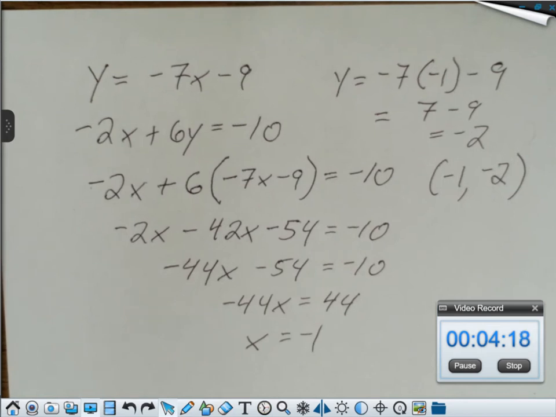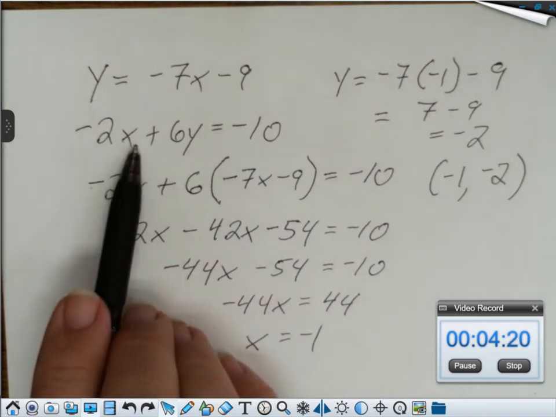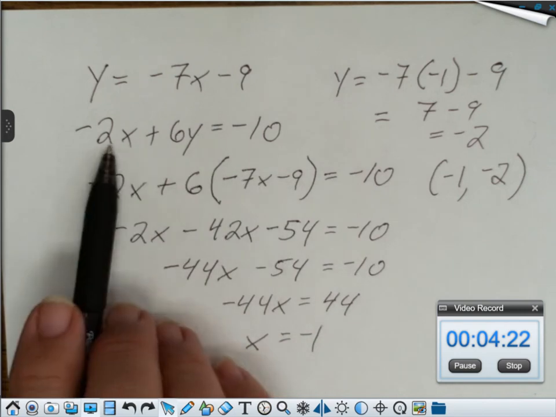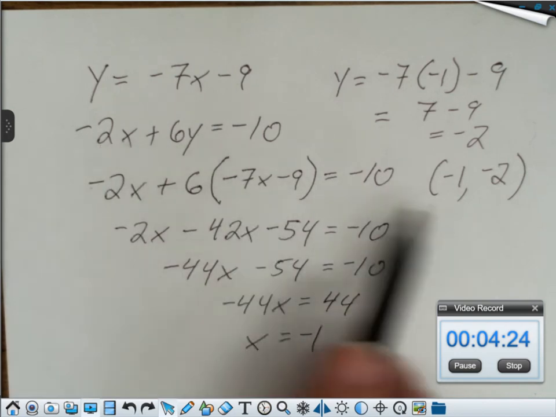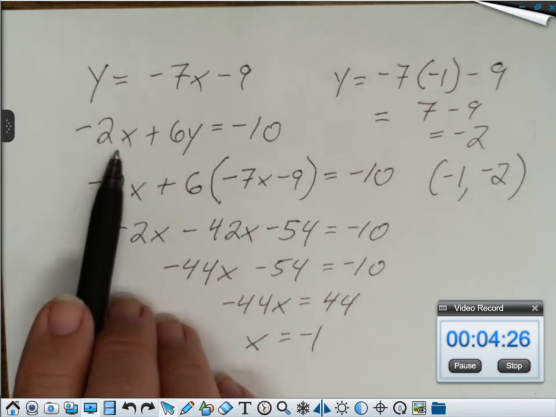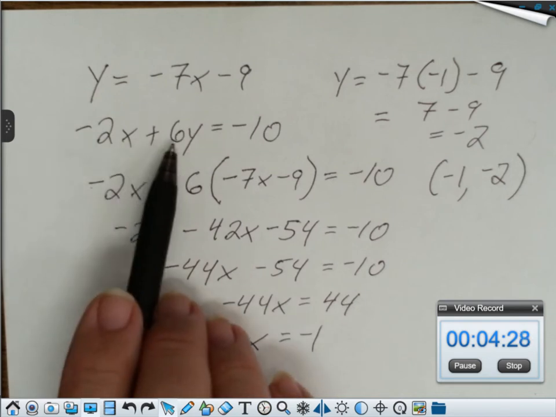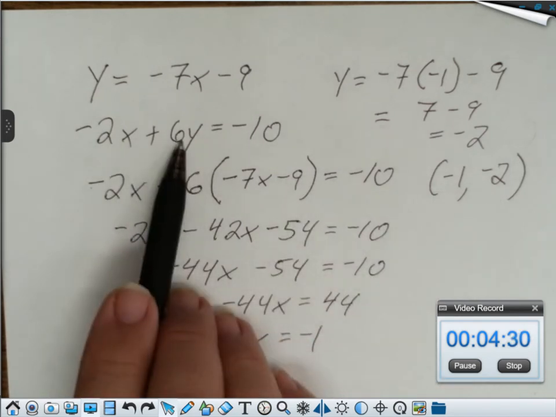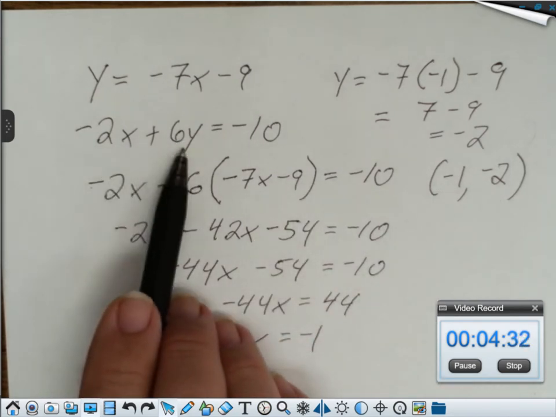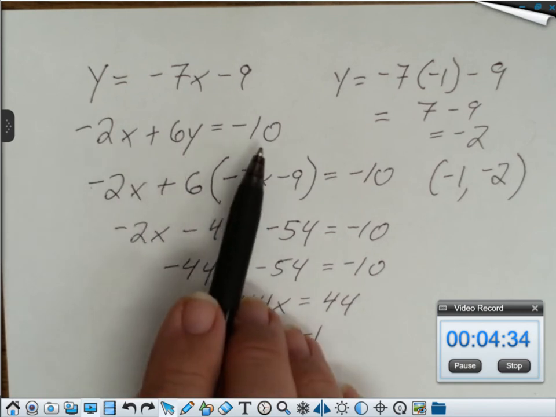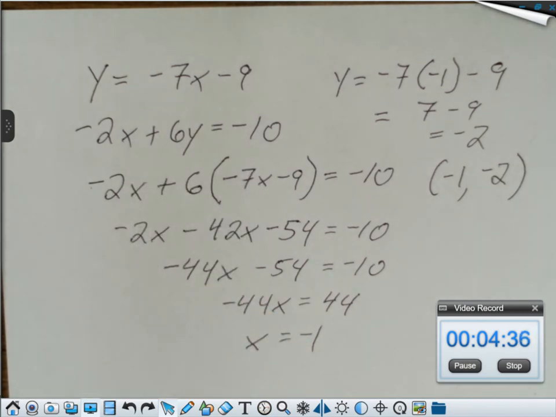And if we want to check to see if this one's right, we use our second equation and we plug in x and y. And so I say negative 2 times negative 1, so that's positive 2, plus 6 times negative 2, that's negative 12. Negative 2 plus negative 12 is indeed negative 10. So we have a really good idea that that is the correct answer. So those are the ways we do substitution. We had the equal values method and the true substitution.